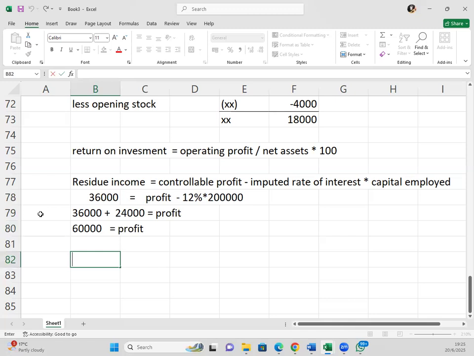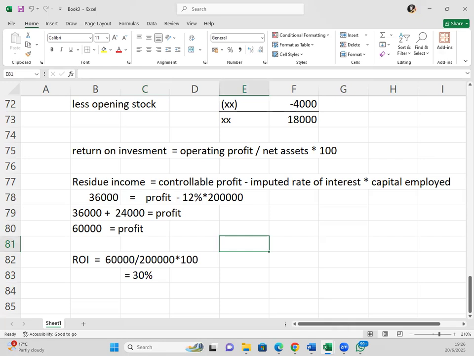So now our return on investment. Our return on investment is 60,000 over our capital employed 200,000 times 100 to make it a percent. So what is your return on investment? Let's work together. So what is your return on investment as a percent? Yes, 30%. So that's our return on investment.